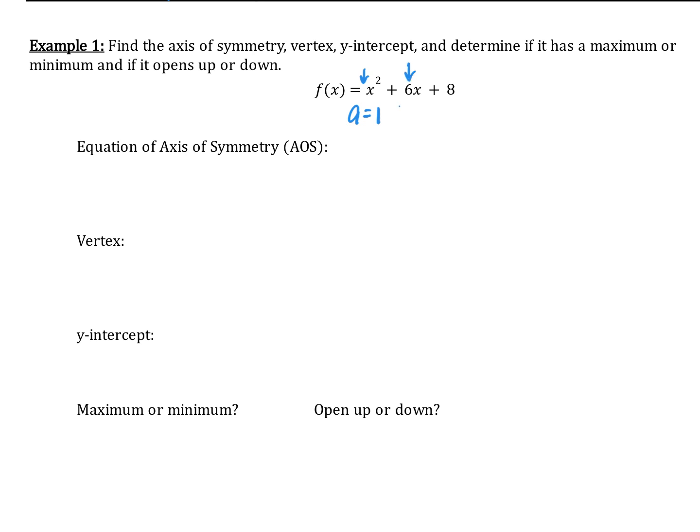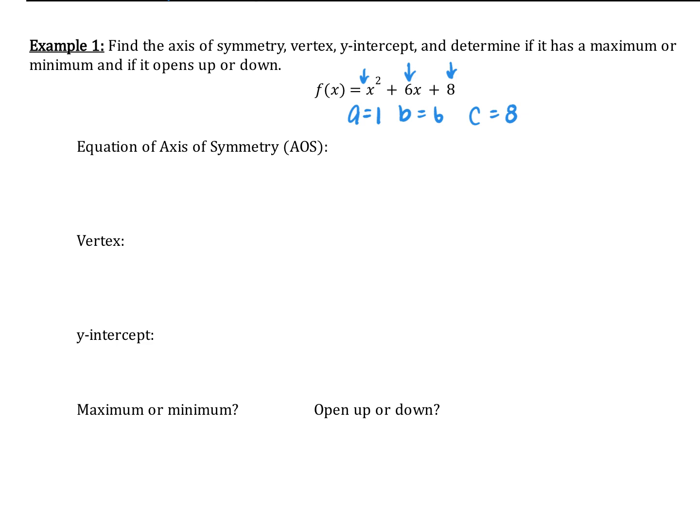B is equal to 6. C is equal to 8. So when you're doing this, write down what your A, B, and C are. If for some reason there was nothing in that spot, like say, just for demonstration purposes, if you only had x squared plus 8, B would equal 0. Okay, if there's nothing there, that number equals 0. Otherwise, it equals 1. All right, so let's look at that.